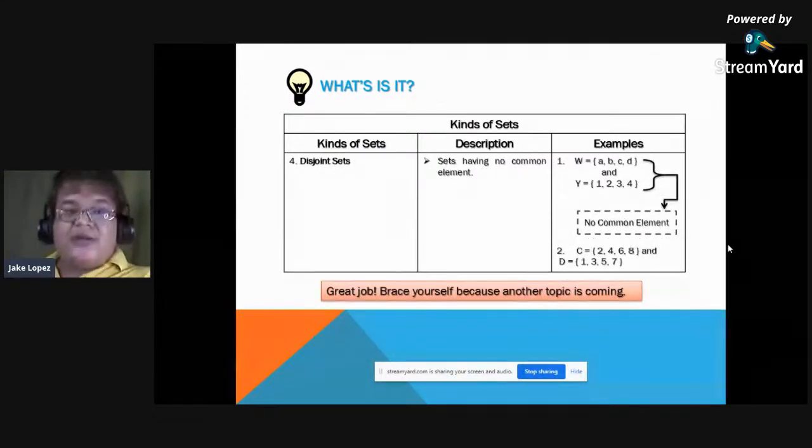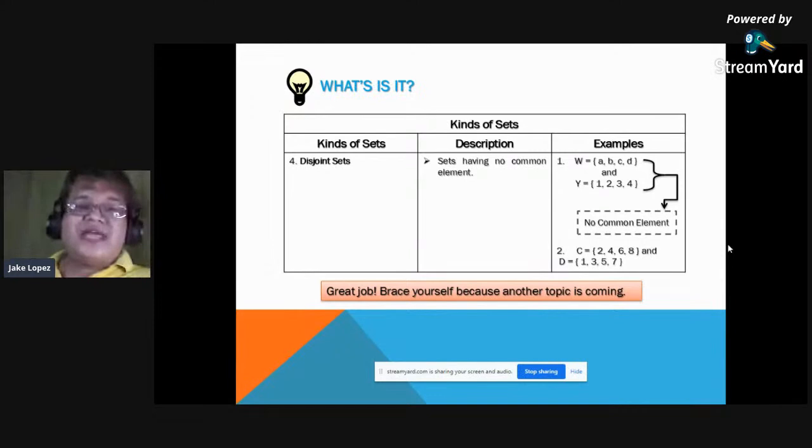Yan. So we have also the disjoint sets. So the disjoint sets are sets having no common element. So dalawang sets sila na walang common sa kanila. Walang pareho sila na element. For example, set W equals A, B, C, D. So alam natin that in set Y, we have 1, 2, 3, and 4. So alam natin na walang pareho sila, di ba? Because set W are all letters, while set Y are all numbers. So there are no common elements. So number 2, we have set C, 1, 2, 4, 6, 8, and set D, 1, 3, 5, 7.